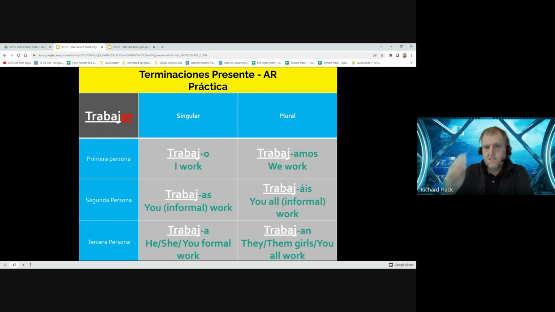So just that simple, 2 steps. Cut off the ending, AR, ER, or IR. In this case, we're only practicing with the AR so far. And then you put back the other endings: o, as, a, amos, ais, an.